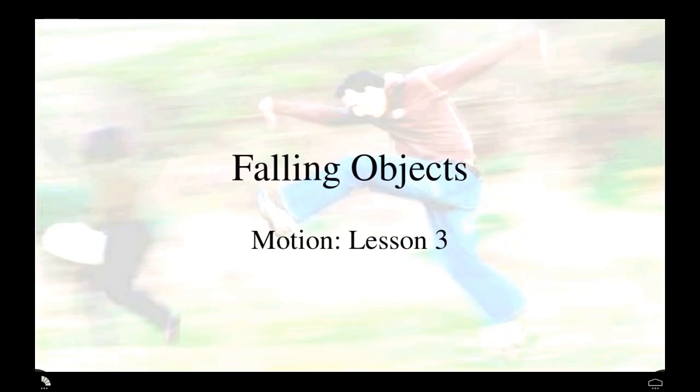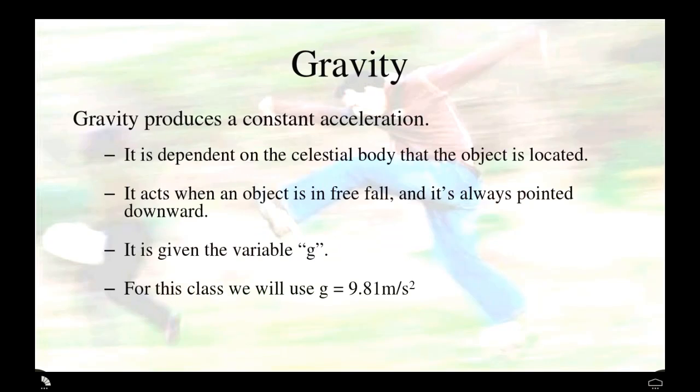Hi, welcome to physics. This is motion lesson 3, talking about falling objects. Now, when an object is considered falling, it means that there is only one force acting on the object, and that is gravity. In the previous labs that we've done in this lesson, we should have come up with the gravitational constant or the free fall acceleration, and so let's go ahead and talk a little bit about that.